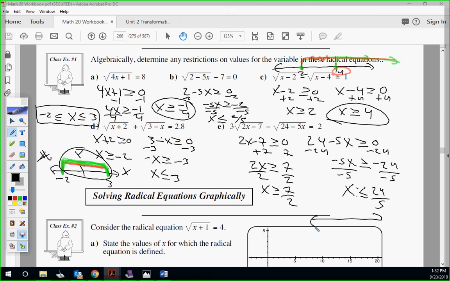7 halves is 3.5. 24 over 5 is 4.8. So look, we're still good. It's in between, because it's less than the 4.8, and it's bigger than the 3.5, so they're coming together again. So it's the in-between option. So would it be 7 over 2 is smaller than x is smaller than 24 over 5? Yeah, I like to write the x first, but I think you said it fine.